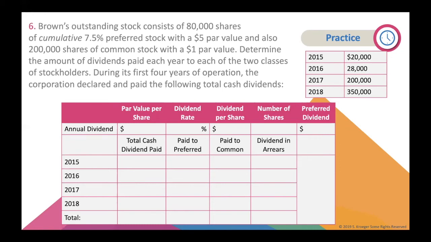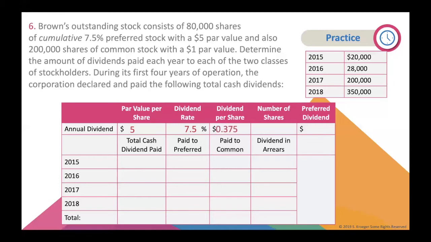Let's begin by determining how much they are supposed to pay out each year, just like we did in the last example. What is the par value per share? It is $5. Remember to use the preferred stock information, not the common stock. Next, input the dividend rate. It is 7.5%. Now we multiply the $5 by the 7.5% to get the dividend per share amount.